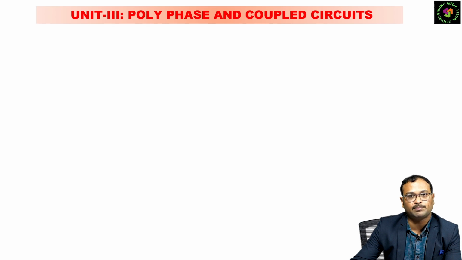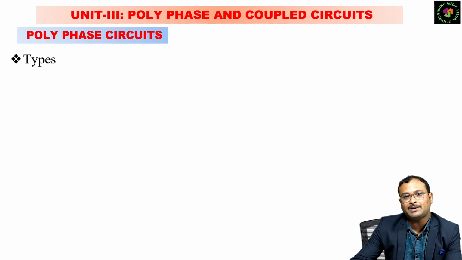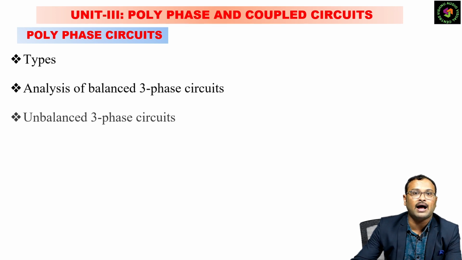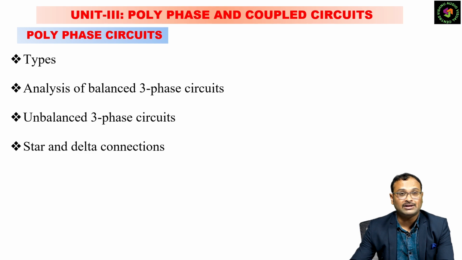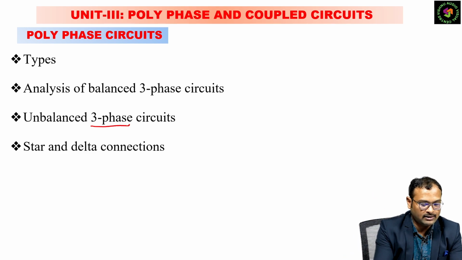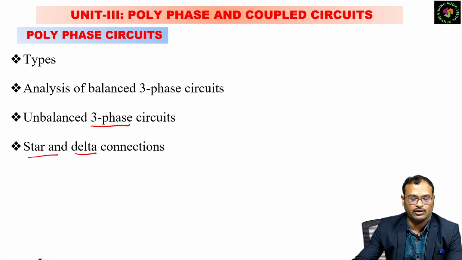So three phase circuits mainly we are concentrating in this chapter. In the polyphase circuits, we'll see how many types of circuits are there, and then we'll analyze the balanced three phase circuits and the unbalanced three phase circuits, how they will behave, what is the nature of these circuits. Then we'll go with the star delta connection. So these three phase connections will happen either in star way or delta way or star delta way. We'll observe these connections of these three phase circuits.